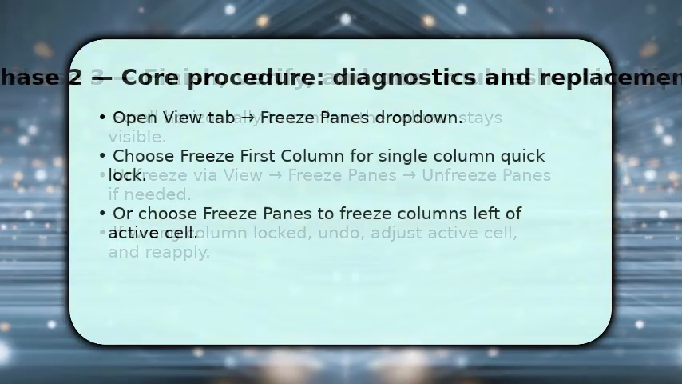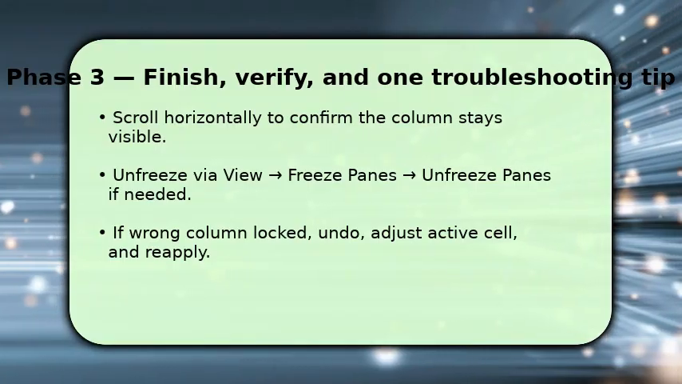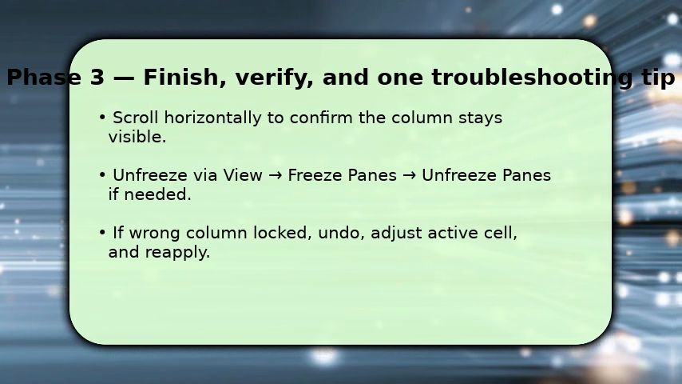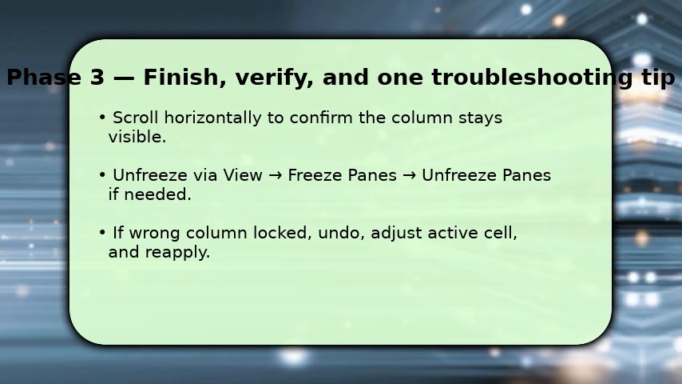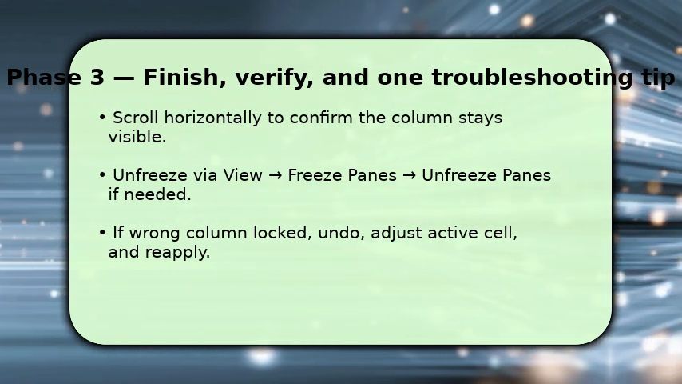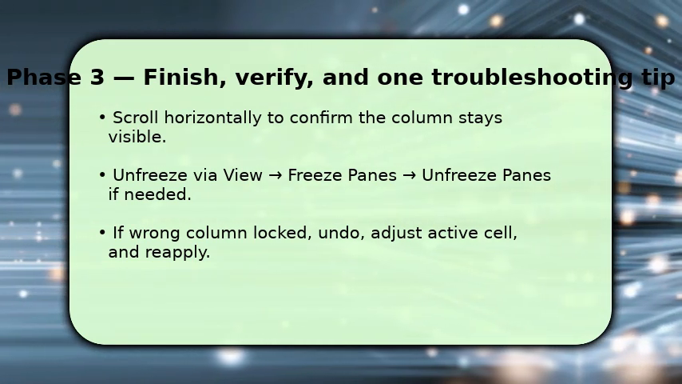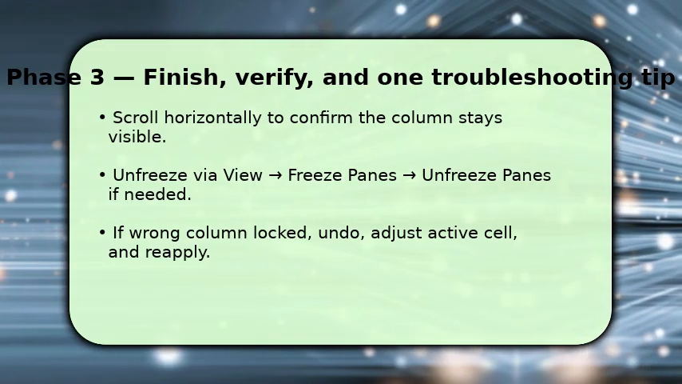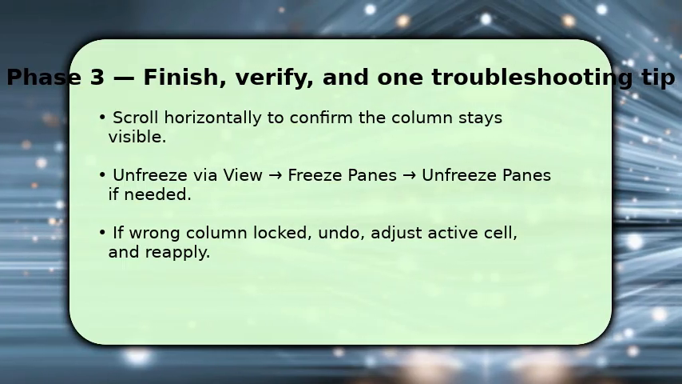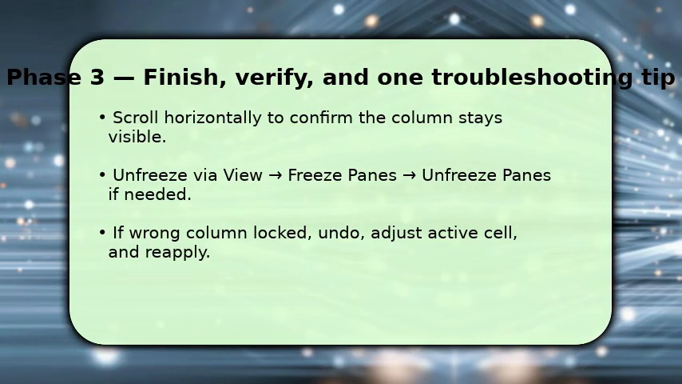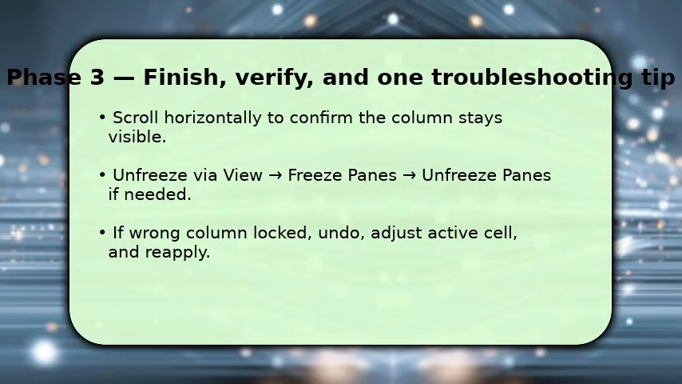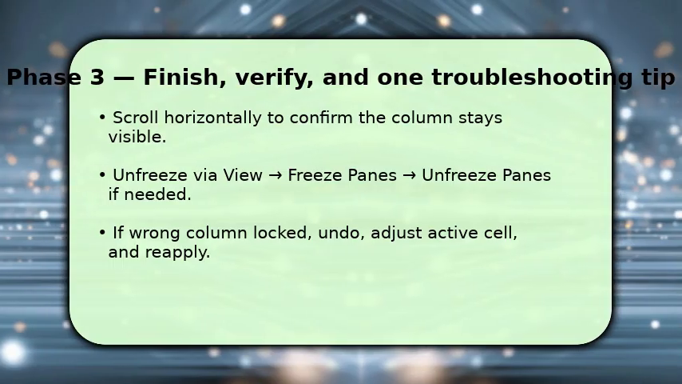You finish by confirming the freeze works correctly and knowing how to fix it if not. Scroll right and make sure the chosen column remains visible while others move. That proves success. If you need to remove the lock, go to View, Freeze Panes, Unfreeze Panes, adjust your active cell, and reapply as needed. If Excel froze the wrong area, it usually means the active cell was mispositioned. Undo, reposition, and freeze again to correct the reference quickly.